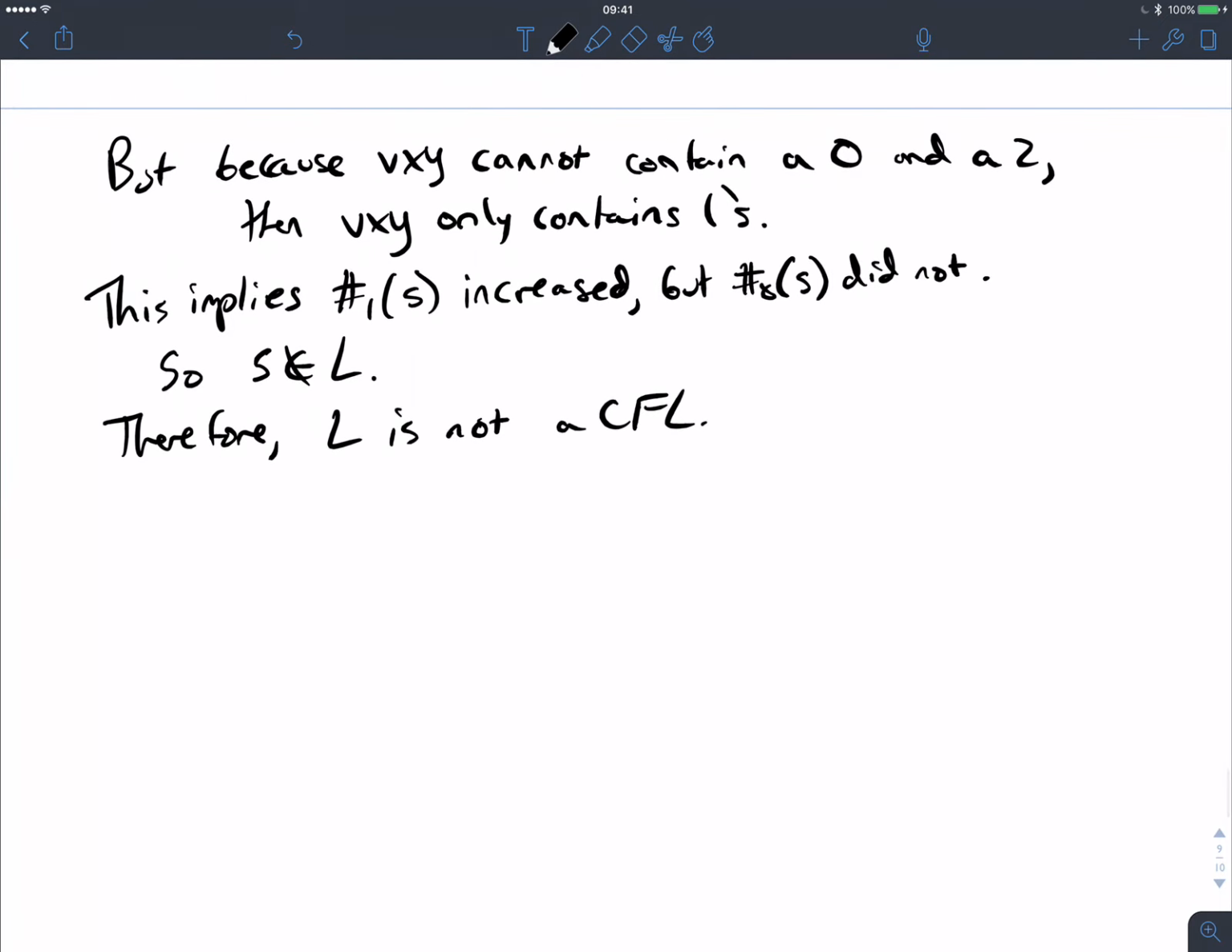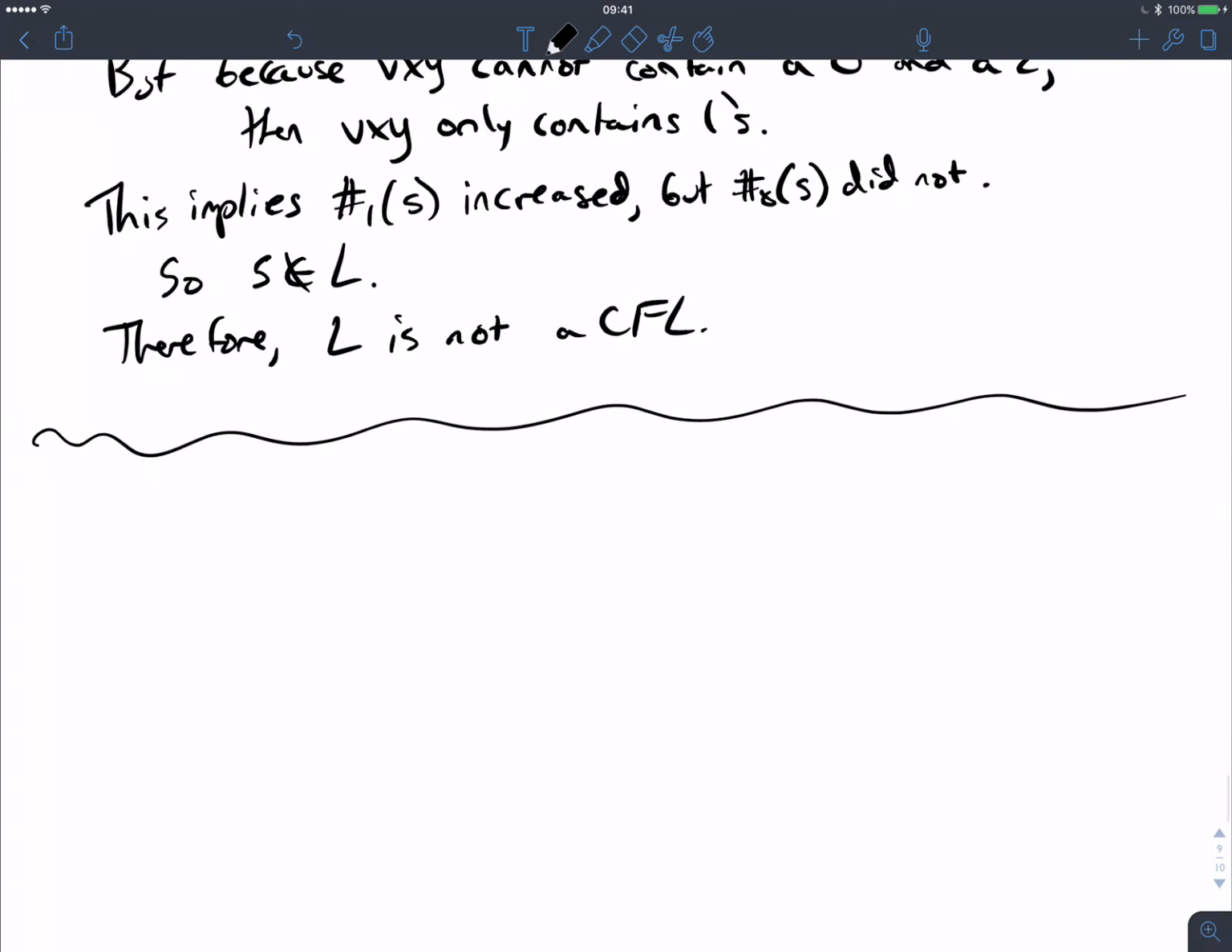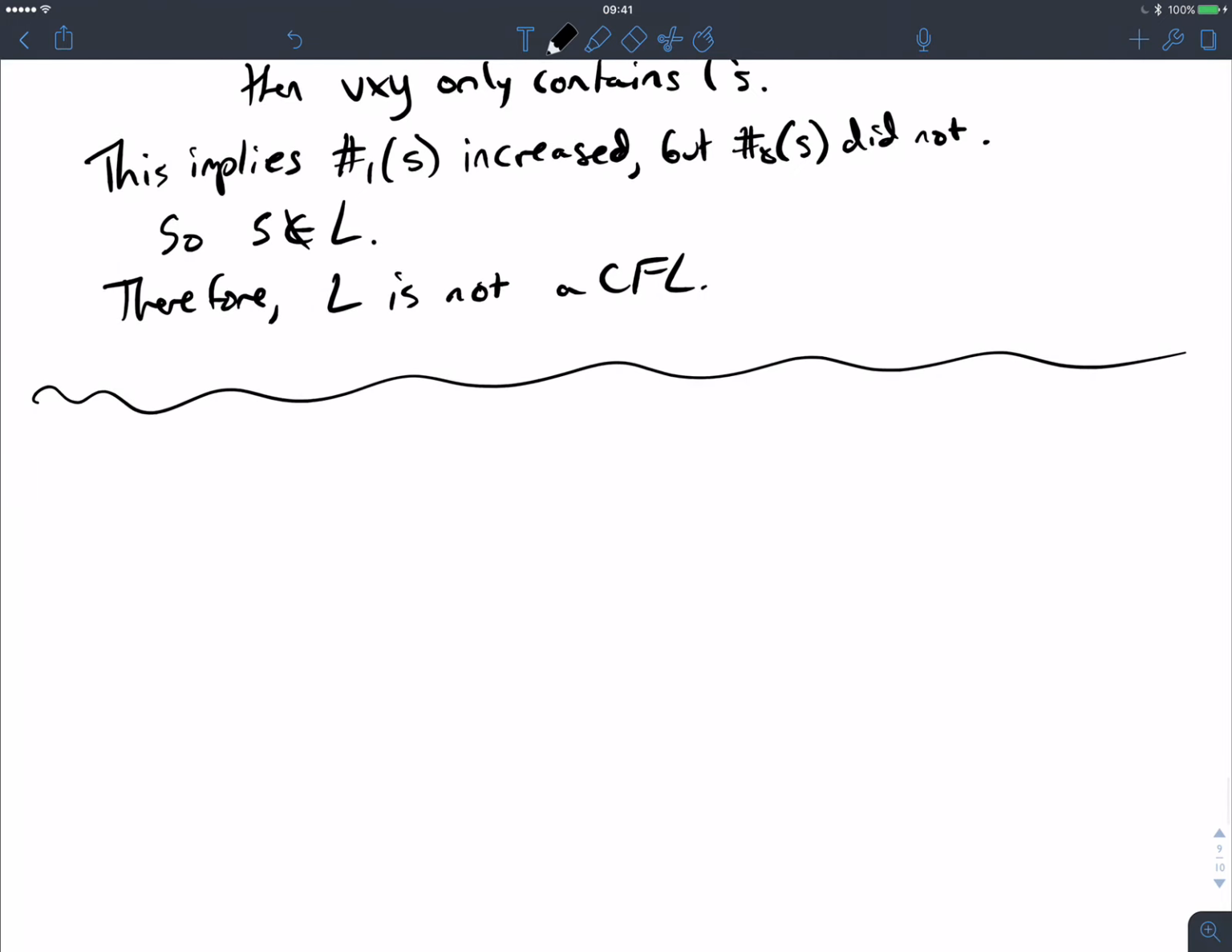Okay, let's do something that will help us get some more information about the CFLs. Well, are the CFLs closed under union? Yeah, how would I do it? Have a PDA for both of the corresponding CFLs, a new state, and epsilon transitions over to both of the start states. So it gets us union.